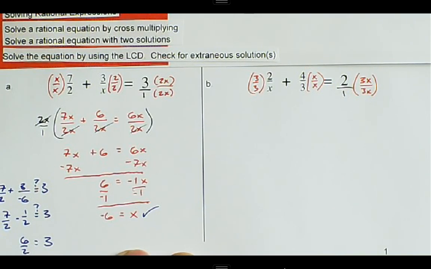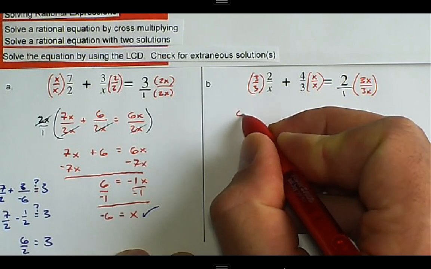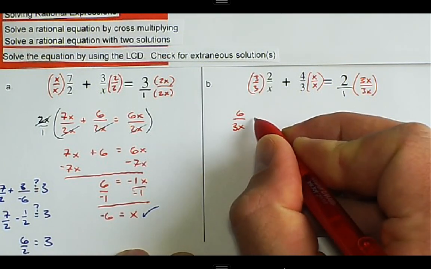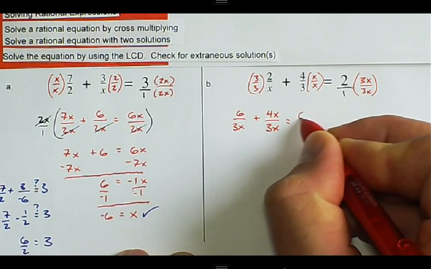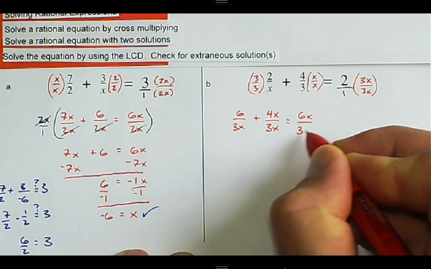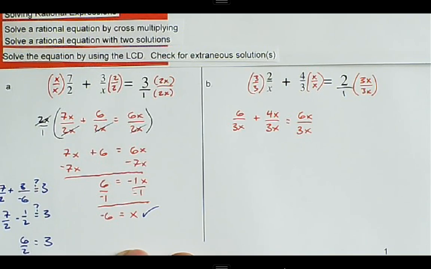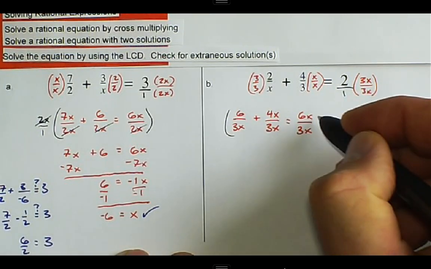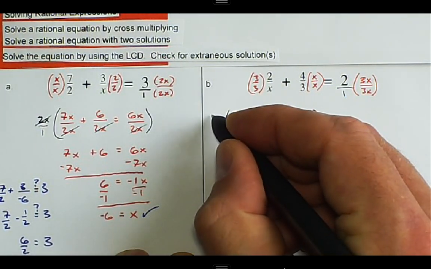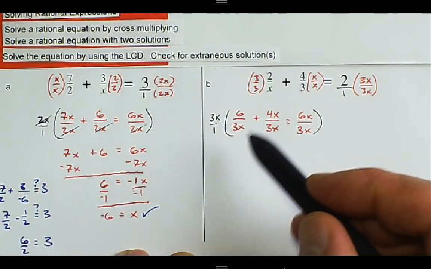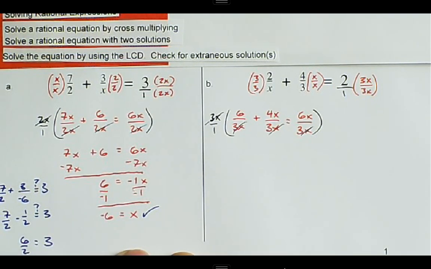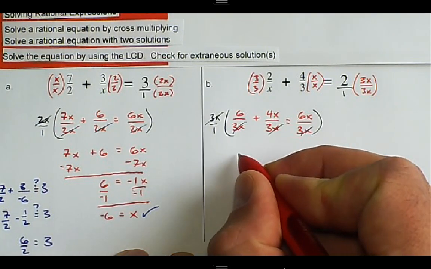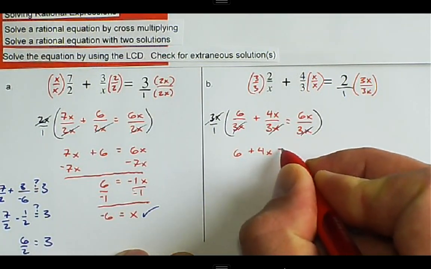And when we do that, we end up with 6 over 3x plus 4x over 3x is equal to 6x over 3x. And again, we notice that the denominator is the same, 3x. And so what we can do to get rid of that is multiply this whole equation by 3x over 1. And when we distribute that to all the terms, the 3x's are all going to cancel. And what we're going to be left with is 6 plus 4x is equal to 6x.